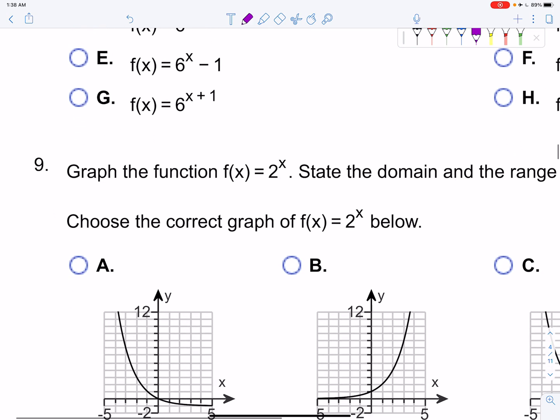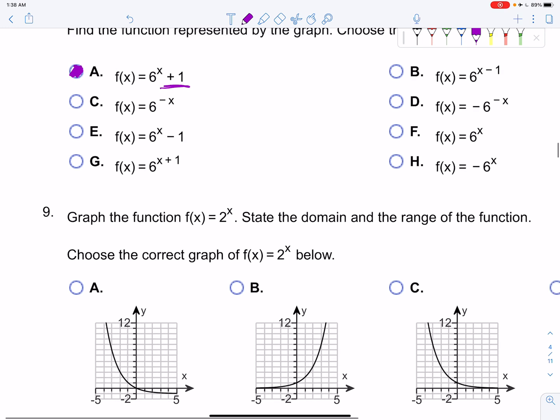So number 9, what did they ask us to do? I have to zoom out a little bit. It says graph the function f of x equals 2 to the x. Okay, we're starting to become familiar. That was a parent one I did at the beginning. State the domain and range of the function. Choose the correct graph.